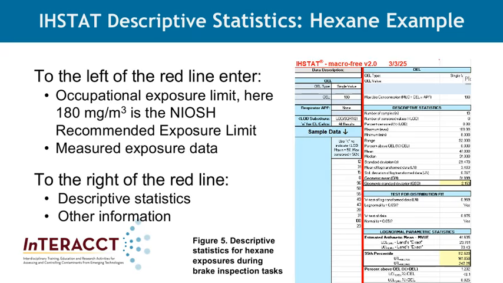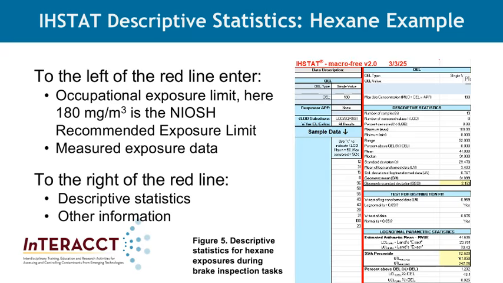Looking to the right of the red line, we can see that IHStat has calculated the geometric mean of the hexane data to be 31.89 milligrams per cubic meter and the geometric standard deviation to be 2.153. The software also reported that 0% of the measured hexane values are above the OEL, which makes sense because the maximum concentration measured was 100 milligrams per cubic meter, which is lower than the OEL.